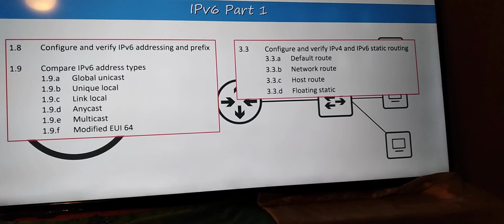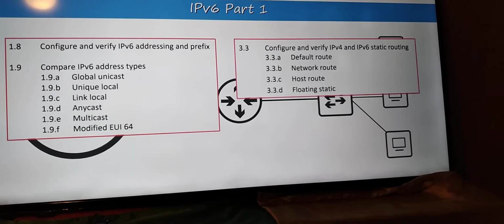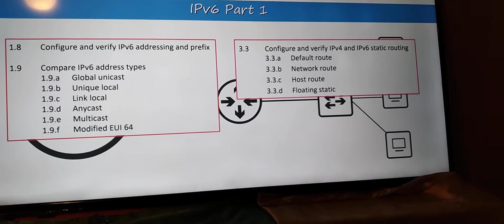3.3a, default route. 3.3.b, network route. 3.3.c, host route. 3.3.d, floating static.